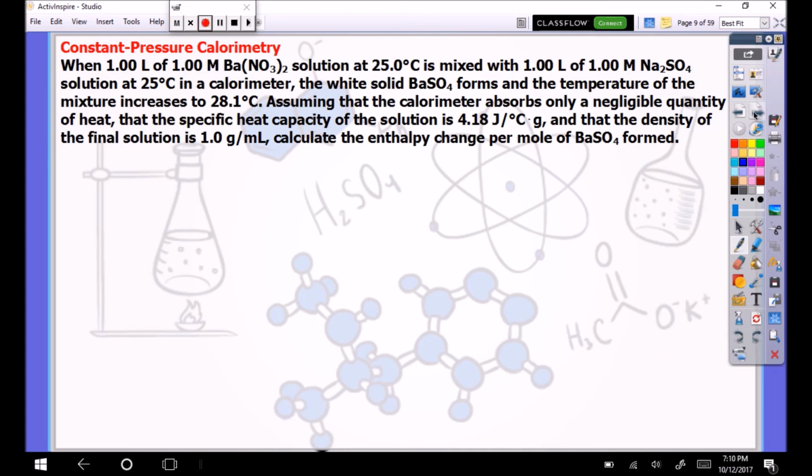So this one is a little tricky. It's along the same lines of your first problem. Constant pressure calorimetry. So it says when 1 liter of 1 molar barium nitrate solution at 25 degrees Celsius is mixed with 1 liter of 1 molar sodium sulfate solution at 25 degrees, the white solid that forms, barium sulfate, and the temperature of the mixture increases. So we know this is going to be an exothermic reaction because the temperature is increasing.